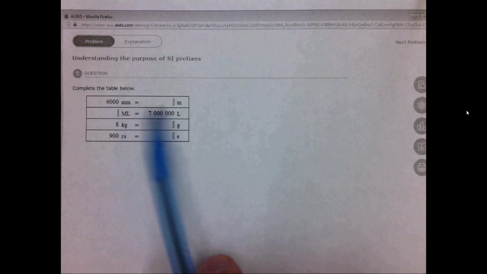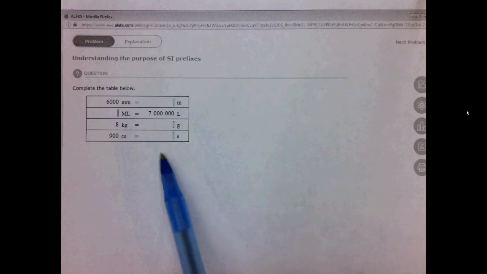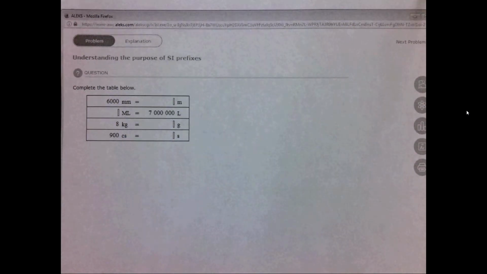In this question, you're asked to convert some prefix units, such as millimeters, to whole units, such as meters, or megaliters into liters, or kilograms into grams. And really, this is done for convenience. So let me give you an example.